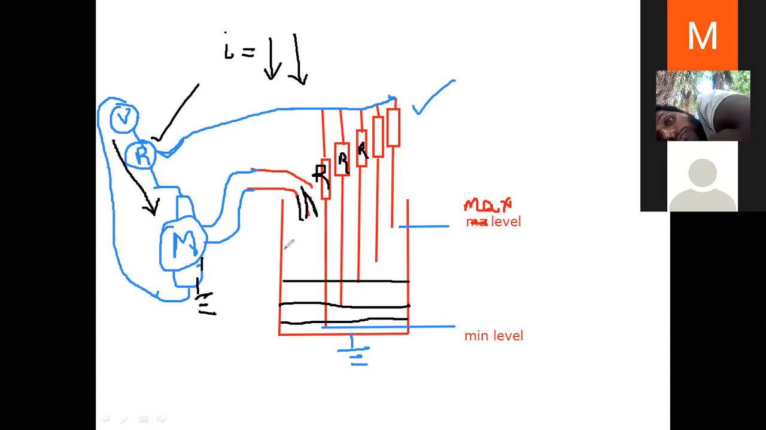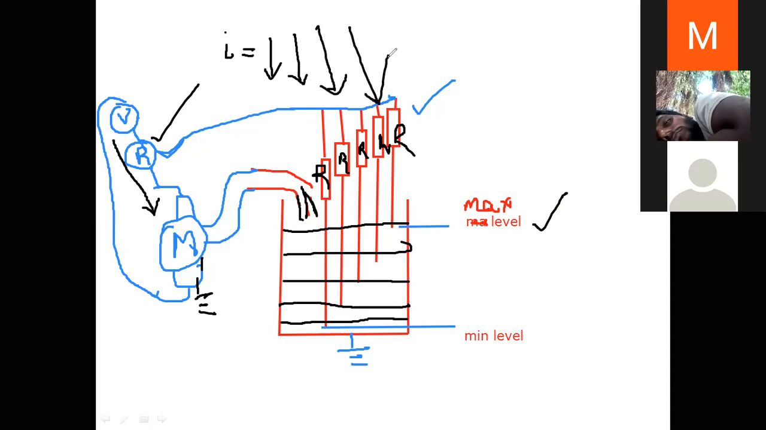If the level rises up to this point, means the maximum point, then what will happen? Resistance R increases much more. R plus R plus R plus R plus R, 5R, means maximum resistance is added to the network, such that what will happen? Current drastically decreases.